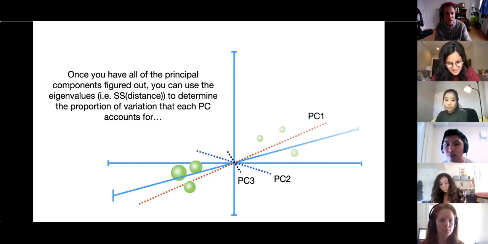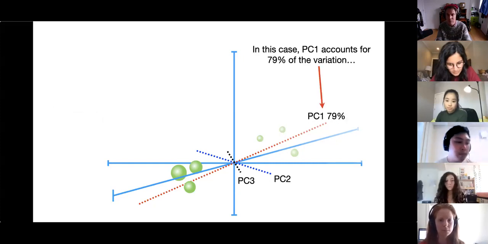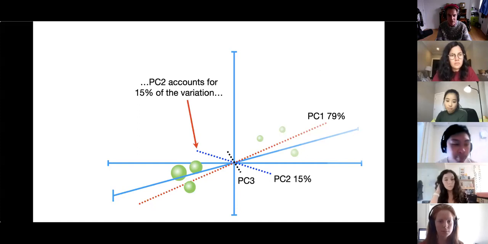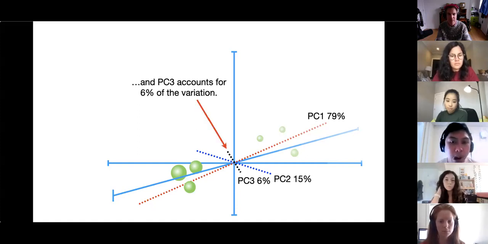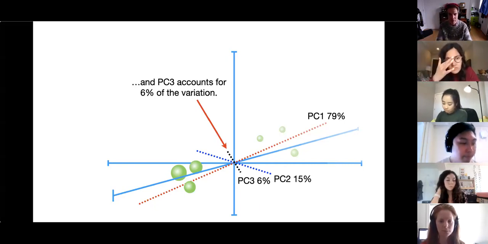Okay. Once you have all the principal components figured out, you can use the eigenvalues. Remember, those are the sums of the squares of the distances, to determine the proportion of variation that each principal component accounts for. In this case, PC1 accounts for 79% of the variation. PC2 accounts for 15%, and PC3 accounts for only 6% of the variation.